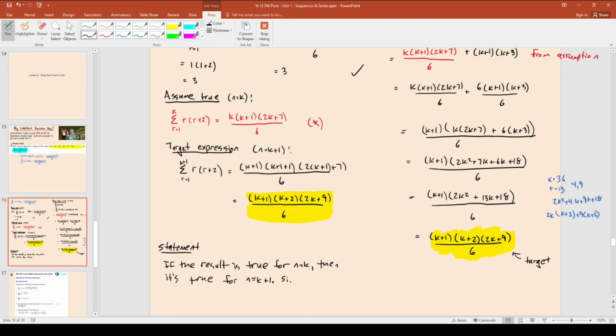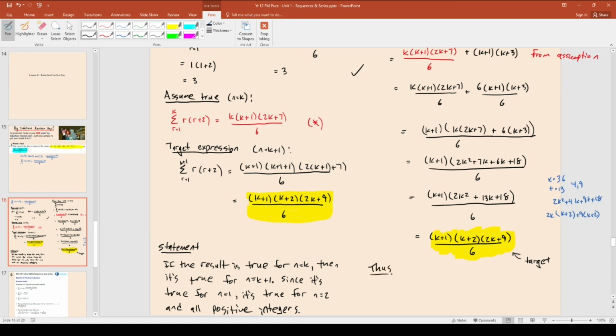But since it's true for n equals 1, that means it's true for n equals 2 and all positive integers. Do you get that, buddies? I hope. Perfect. And then the final thing is just your concluding statement.